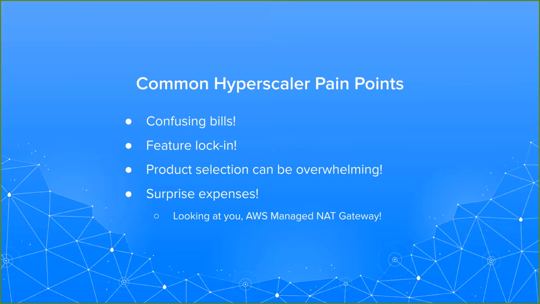So, common hyperscaler pain points. And when I say the hyperscalers, I really mean the big three: AWS, GCP, and Azure. Far and away, the number one issue I see is confusing bills. Very frequently, customers will come to me and say, Austin, here's my AWS bill. I don't know what's going on in here, but these big numbers scare me. What can I bring over to DigitalOcean, and what's it going to cost me over there?